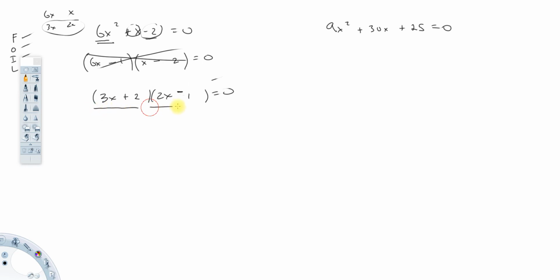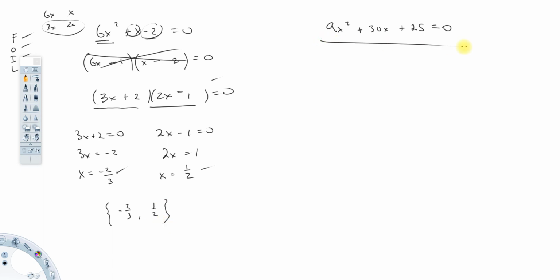And now we have the product of two things equals 0. So we go ahead and try this. Maybe 3x plus 2 equals 0, or 2x minus 1 equals 0. And then you have to solve these equations by themselves. Subtracting 2 from both sides, dividing by 3. There's one of our solutions right there: x equals minus 2/3. Over here, adding 1 to both sides, dividing by 2. There's our other solution. So our solution now is the set containing minus 2/3, 1/2.